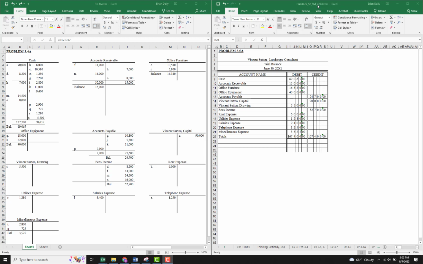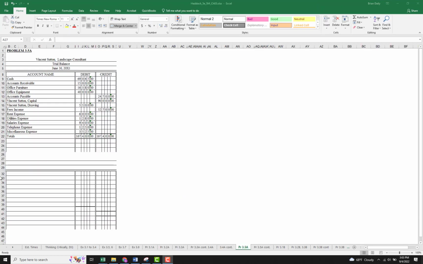Now, since we got the trial balance totals to match up, we are ready to prepare our financial statements. And if you remember from chapter 2, we always prepare the financial statements in a particular order because one statement feeds the next statement. And the first statement that we always start off with is our income statement. You may remember that when we're preparing financial statements, we always use a 3-line heading. And the first line is always going to be the company's name, in this case, Vincent Sutton Landscape Consultant. The second line is the name of the financial statement, in this case, income statement.